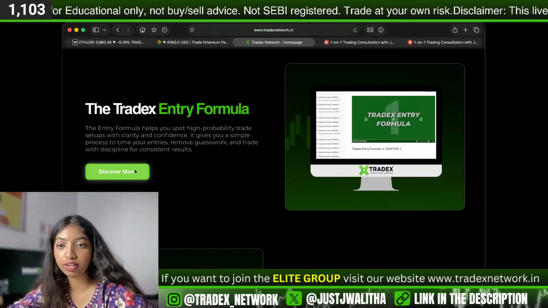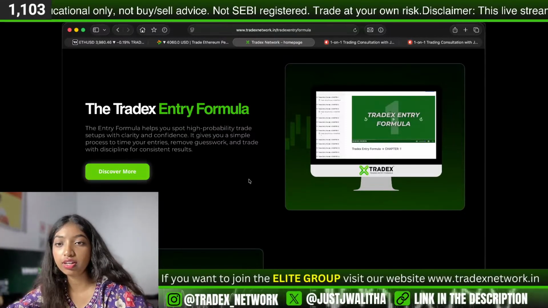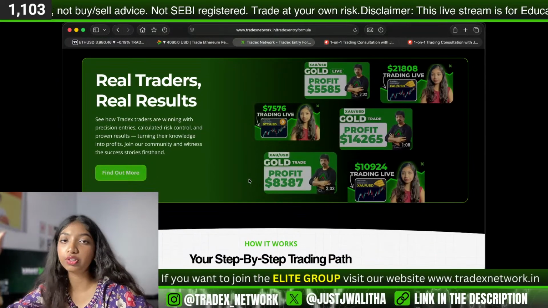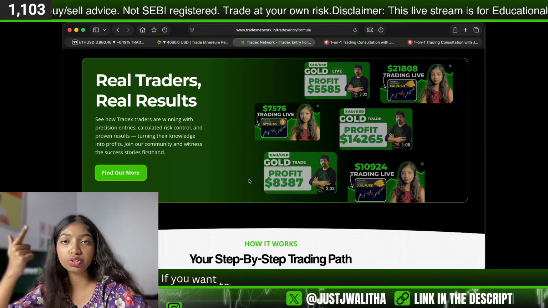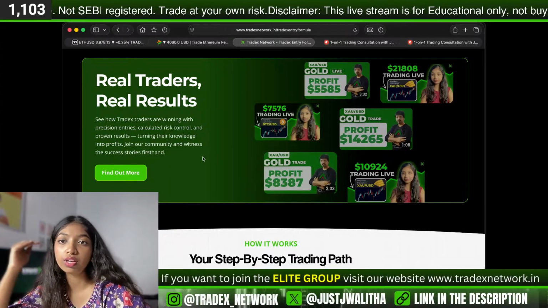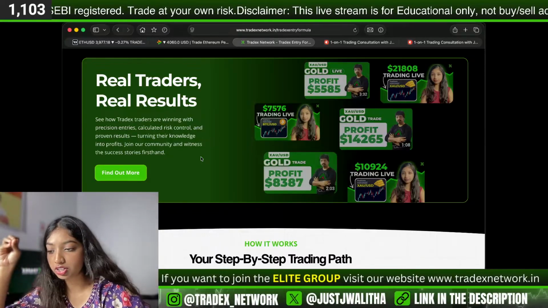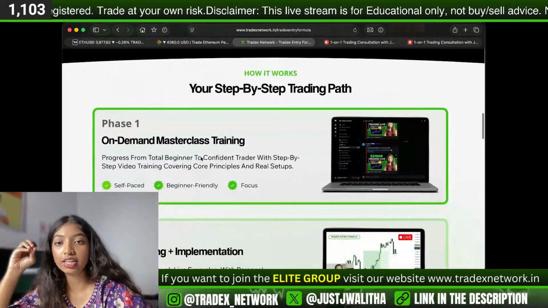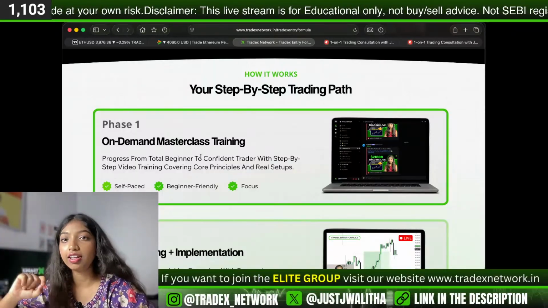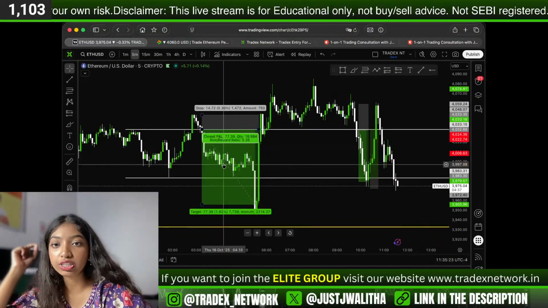Again, this is a little bit of description about it, but the Tradex entry formula works across all different markets, whether you trade F&O, futures, options, stock market, Forex pairs, or crypto. It's purely based on price action, and it basically lets you take your entry with confidence, right? Exactly where you place your entry depends on it.